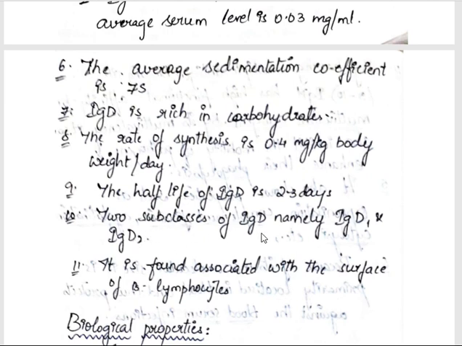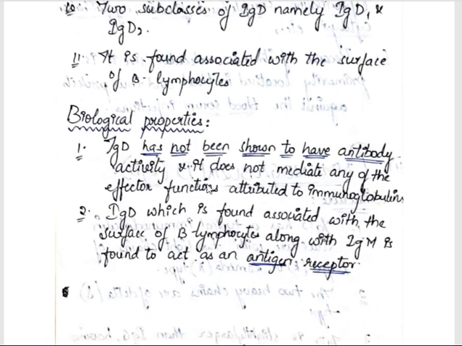And there are two subclasses of IgD, that is IgD1 and IgD2, and it is found associated with the surface of B lymphocytes, that is B cells. Then moving to the biological properties of IgD, IgD has not been shown to have any antibody activity, and it does not mediate any effector functions attributed to immunoglobulins. The only main function is that it is found associated with B lymphocytes along with IgM, acting as an antigen receptor. That's the only function that we can see with this IgD.